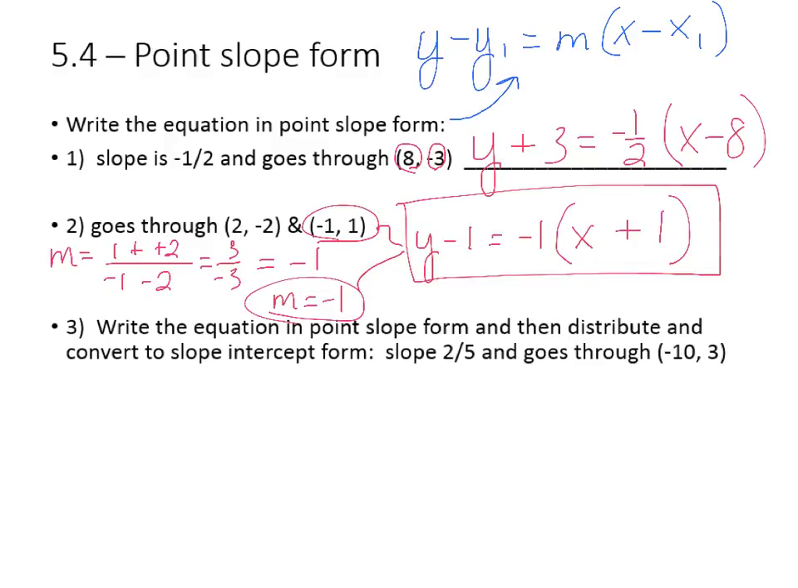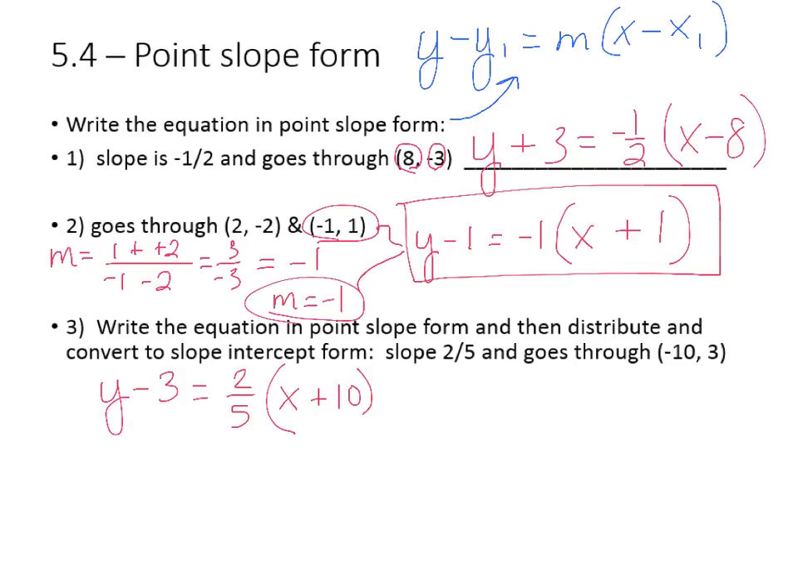On this last example, they asked me to write the equation in point-slope form and then distribute and convert it to slope-intercept. Well, they're being nice. They're giving me the point and the slope, so I'm going to just jump right into my formula. It's going to be y minus the y equals m times x minus x. So x minus negative 10 turns into plus 10.